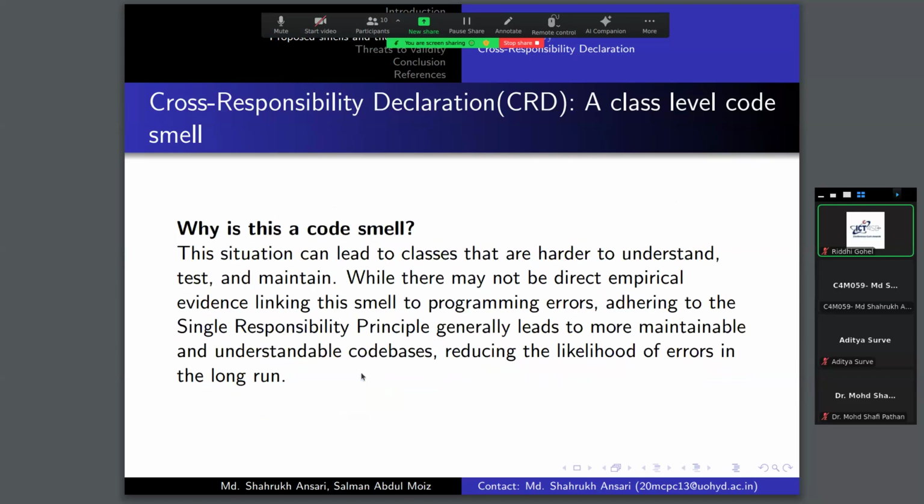So why is this a code smell? Again, the situation can lead to classes that are harder to understand, test, and maintain. And while there may not be empirical evidence linking it to programming errors, adhering to the single responsibility principle generally leads to a more maintainable and understandable code base, reducing the likelihood of errors in the long run.